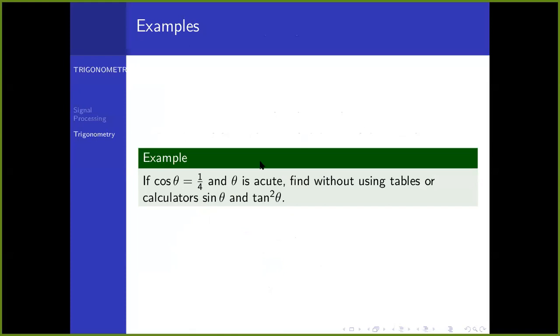So we try to apply some of these things to solve this problem. This one says if the cosine of theta is a quarter and theta is an acute angle, find without using tables or calculators the sine of theta and the tan squared of theta. So we'll go to the solution.